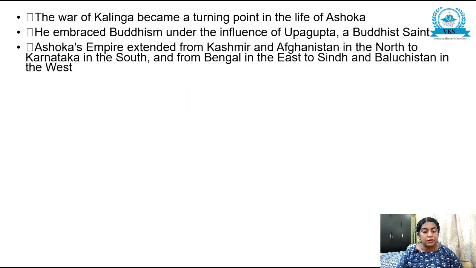Ashoka's empire extended from Kashmir and Afghanistan in the north to Karnataka in the south, and from Bengal in the east to Sindh and Baluchistan in the west.